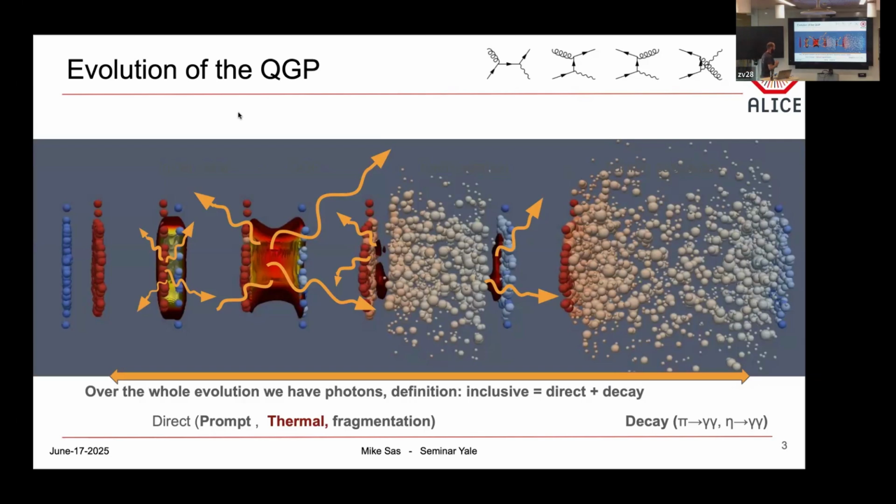And then we always say that the definition of, you read about direct photons, those are just, so we define inclusive photons as all the photons that there are, and they are the sum of direct photons plus decay photons, where decay photons are the ones most dominantly coming from pions and eta decays, right?